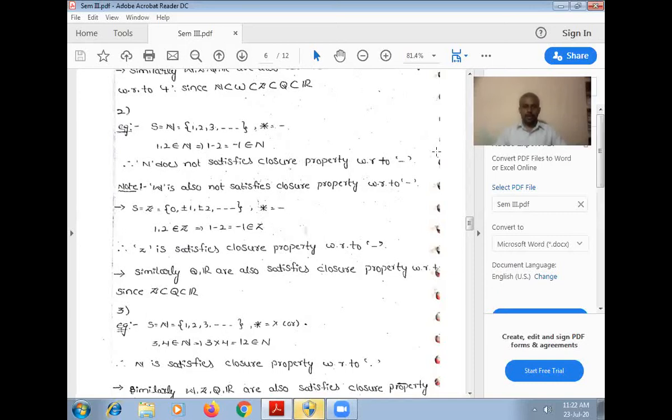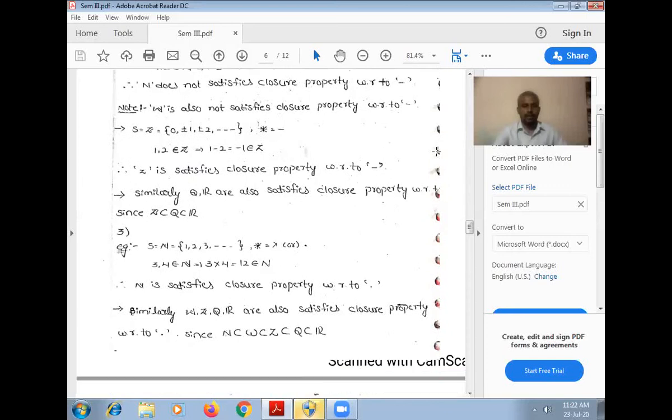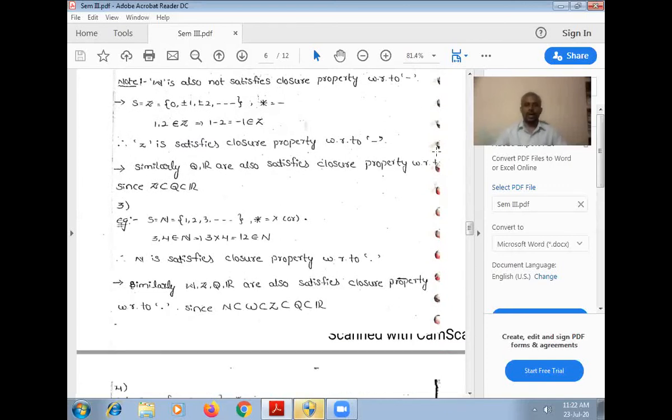Now I am giving another example, the third example. Let's consider S equal to N, where N is the natural number set, S equal to N equal to the set of 1, 2, 3 and so on. Now here I am taking star equal to into, multiplication. Now let us take any two elements in N. I am taking here 3, 4. 3, 4 belongs to capital N.